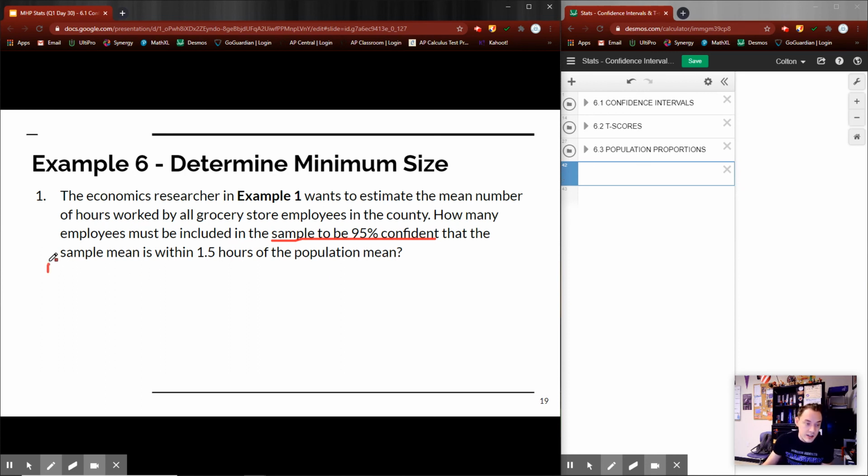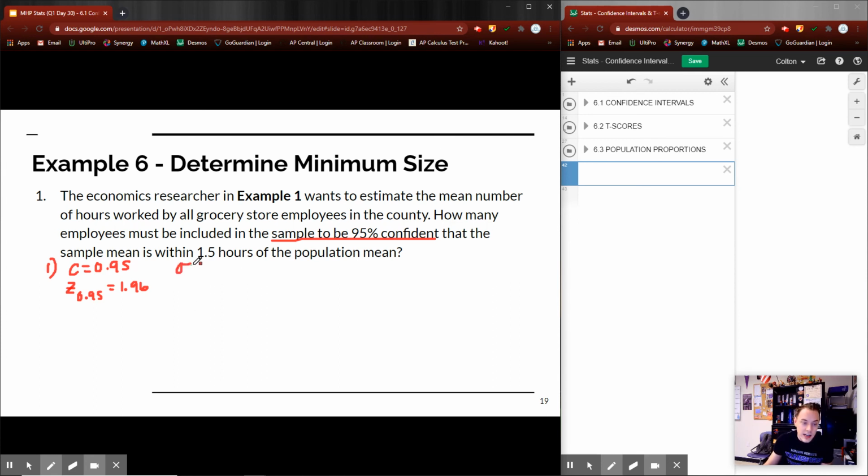So the first thing I need to do is kind of list out my variables. My C level is 0.95. My Z-score of 0.95 of my C level is 1.96. You can calculate that using Desmos real quick, or you can just know we've done 95% confidence level before. And my critical value, my Z-score at that level, was always 1.96.